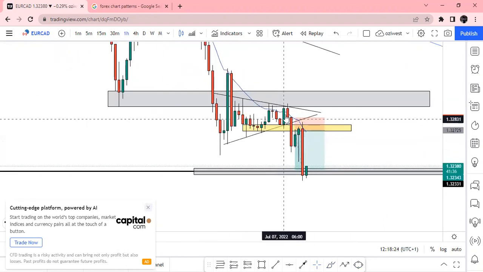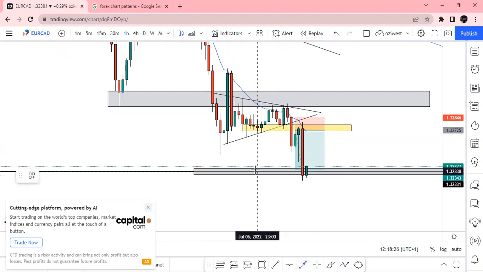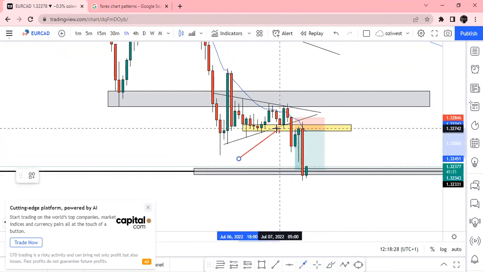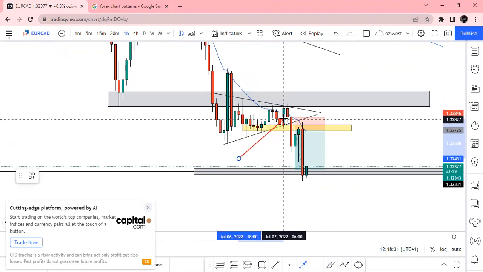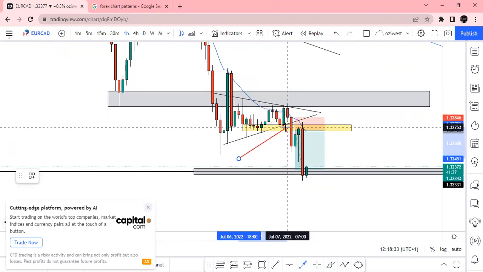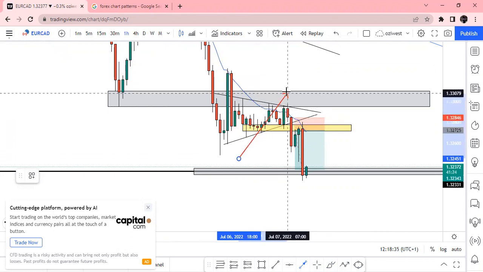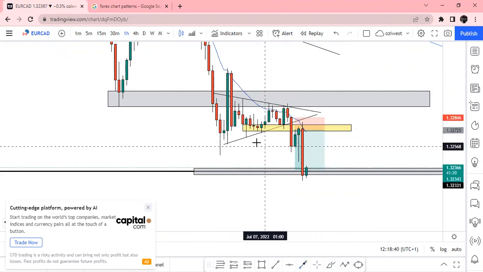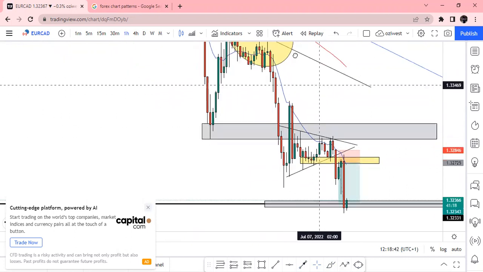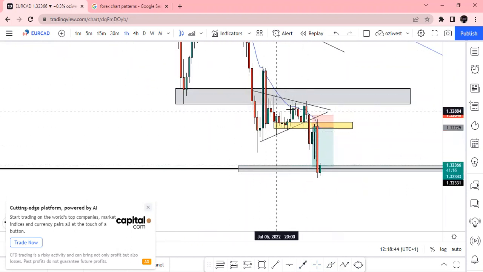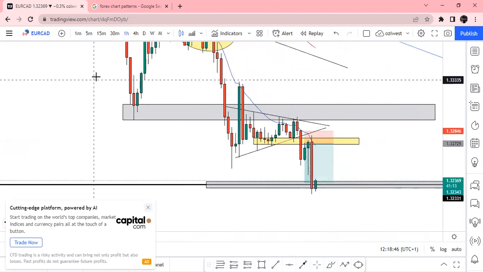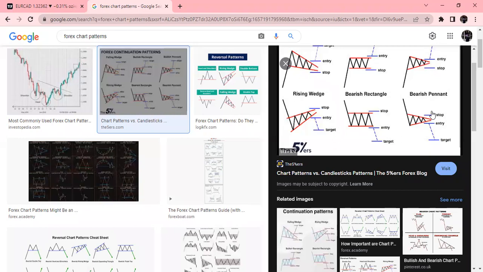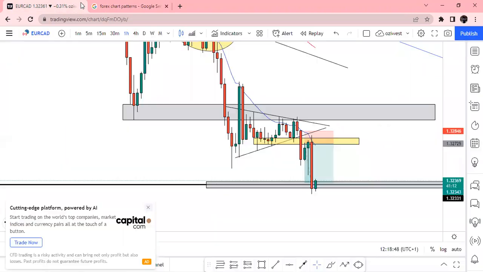I was looking at this strong bearish close after rejecting this level of support. We would have actually waited for a breakout and a retest before entering, but it happens. So this chart pattern here is a bearish pennant. This is it here. So we're supposed to wait for that break and retest.